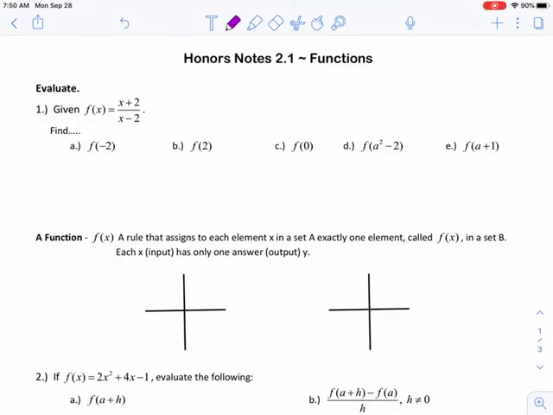All right, for section 2.1 from the warm-up, for 1a, you should get an answer of 0. For 1b, you should get an answer of undefined. 1c is -1. D is a squared over a squared minus 4. And E is a plus 3 all over a minus 1.